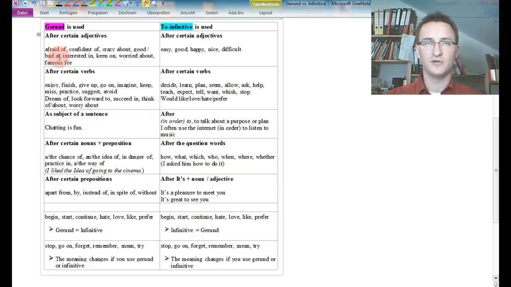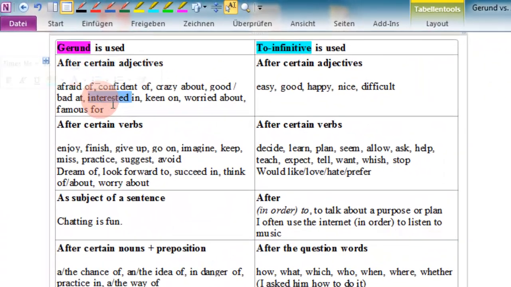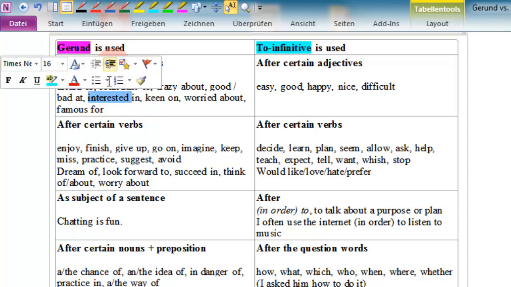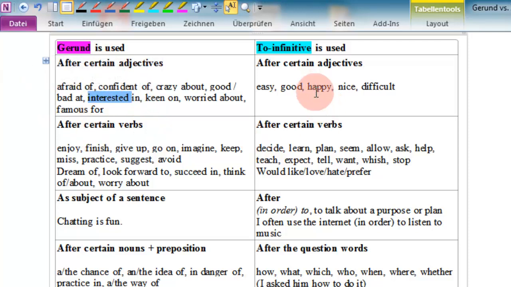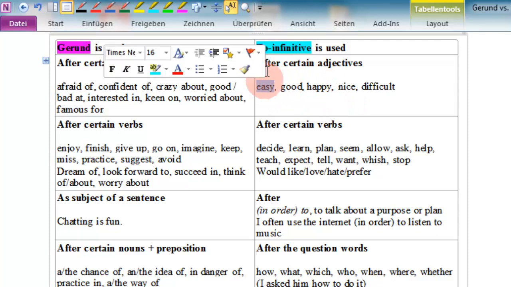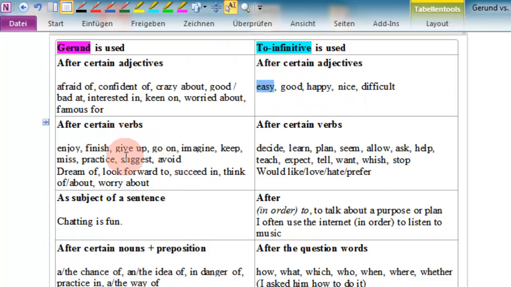For example, after certain adjectives, such as interested in, you need the gerund. I'm interested in going to the cinema. There's another set of adjectives that require the infinitive. Easy, you're easy to love. After certain verbs, you need the gerund. I enjoy going fishing, for example, or I enjoy fishing. After certain verbs, you need the to infinitive. So, I decided to leave early, and so on.